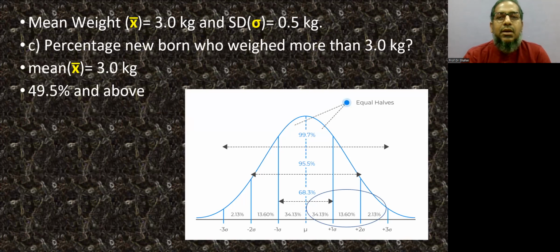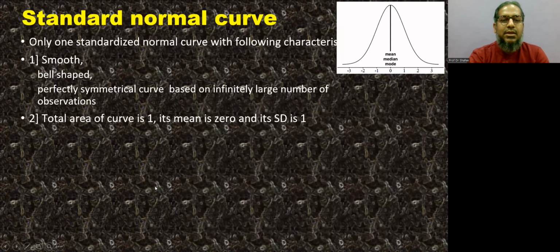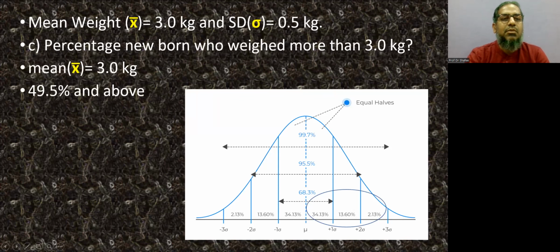Now, the third part is to calculate the percentage of newborn babies who weigh more than 3 kg. The mean value here is 3 kg, and the mean is the center observation of the normal curve. So half of the observations will be below the mean and half will be above the mean. If the mean is 3 kg, what percentage of children will be above 3 kg? Half of the observations will be above, that is 50% of the children will have birth weight more than 3 kg.